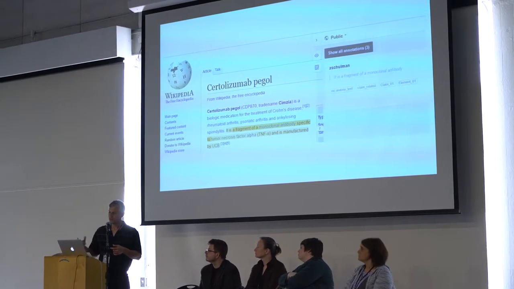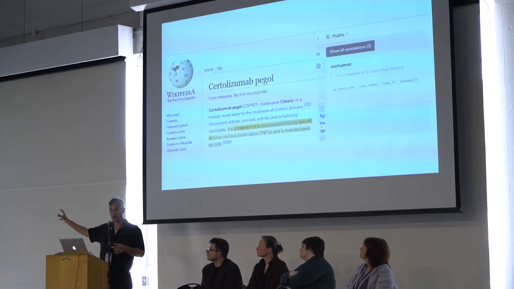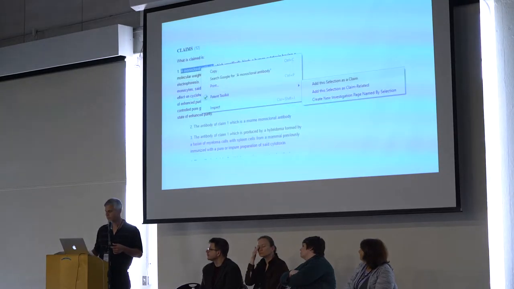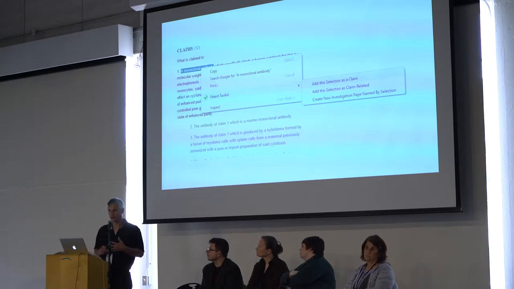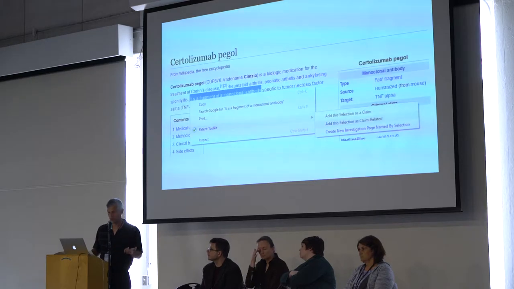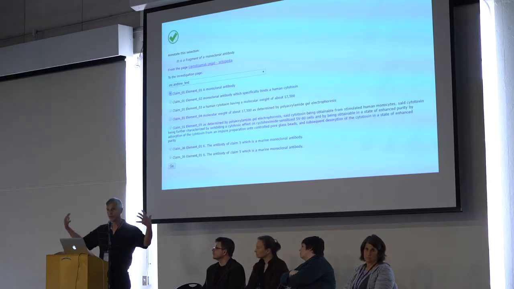The second one is going to take you to another document where another statement has been selected that relates to the first statement. And the toolkit does it this way. When I select the claim, I tell it I'm adding a selection as a claim. I go through a process of identifying the claim. In the other case, I tell the toolkit I'm adding it as being related to a claim. And here, we bring these two contexts together in a single view.